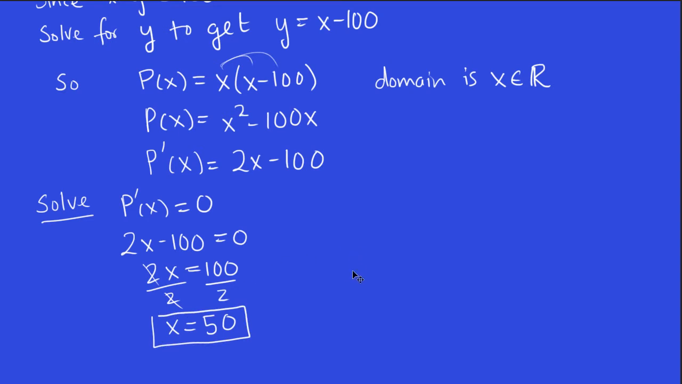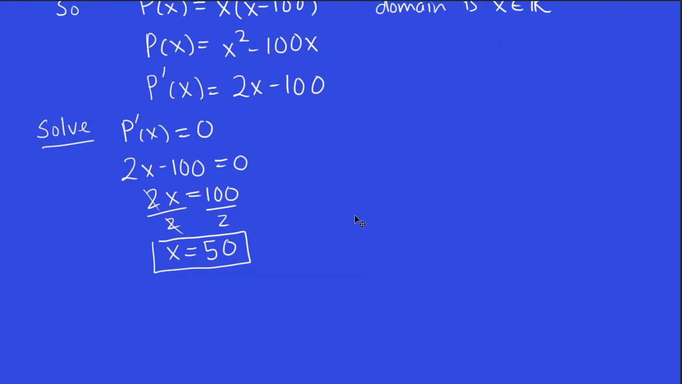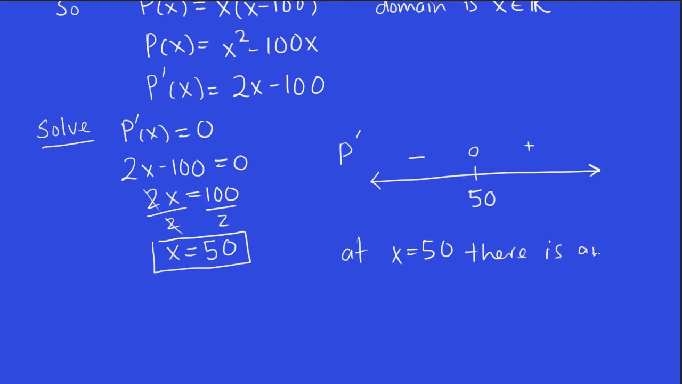All right, now we should really check that this is a minimum, okay? We could use the second derivative test or the first derivative test. Why don't we just use the first derivative test? Make a number line. This is 50. Here's p prime. If I take a number less than 50, let's say 0, and put it in here, I'd have 0 minus 100, which is negative. So I know this is negative here. At 50, I know the derivative is 0. And for numbers bigger than 50, obviously we have a positive value there. So we see that the function goes from decreasing to increasing, right? And that means at x equals 50, there is an absolute minimum.